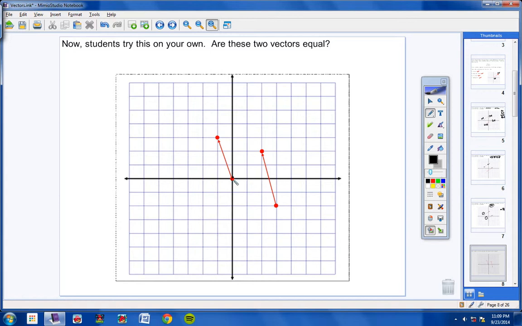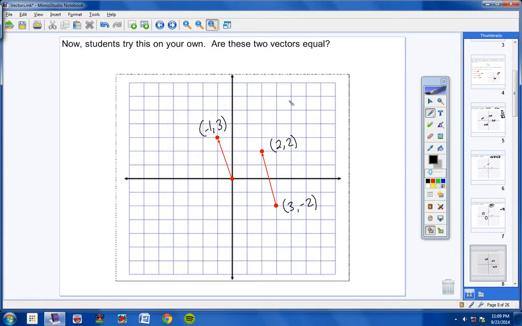This point here is 0, 0, and this point here is over 1 to the left and up 3, so negative 1, 3. This point here is over 3 and down 2. And this point here is over 2 and up 2. And of course this point here is at the origin 0, 0, 0. Okay? So go ahead and copy this in your notes.